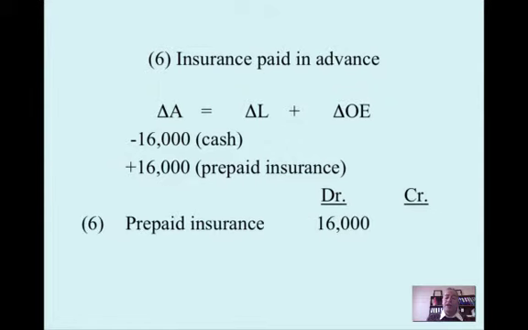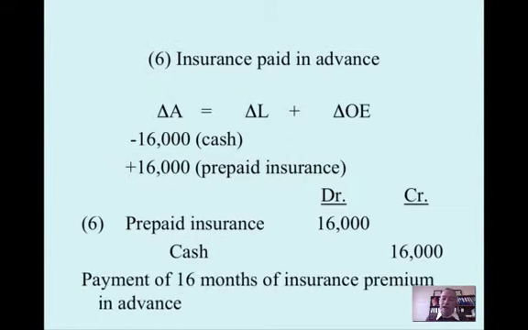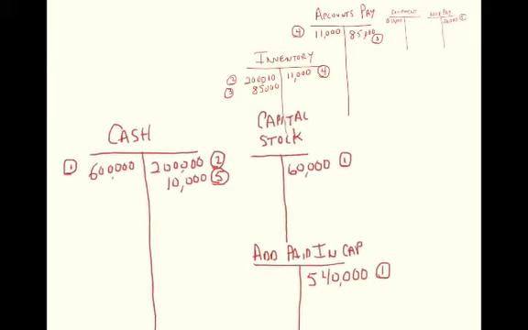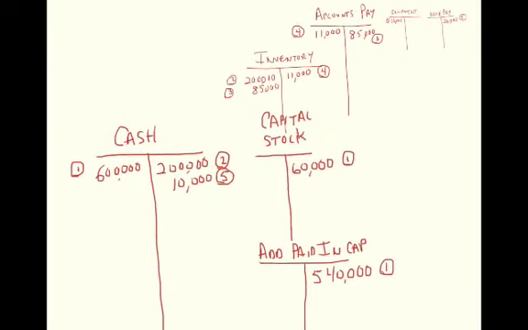And we're going to put that in the journal entry like this, a credit to cash and a debit to prepaid insurance, $16,000. Changing the mix of the assets on the left-hand side. And we'll put it in English at the bottom there: to pay 16 months of insurance premium in advance. The cash part is going to be a credit in here in the cash for $16,000.